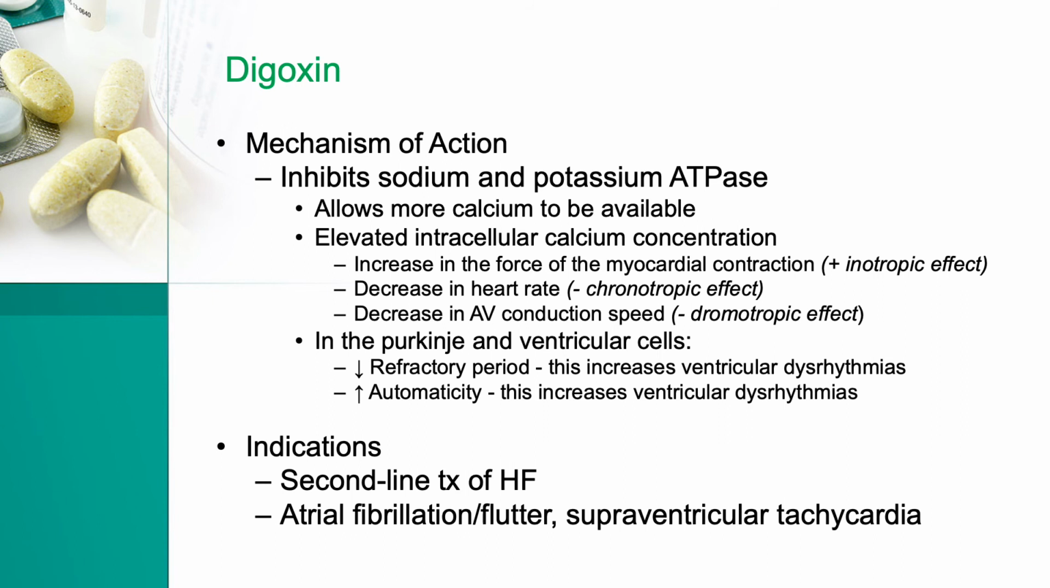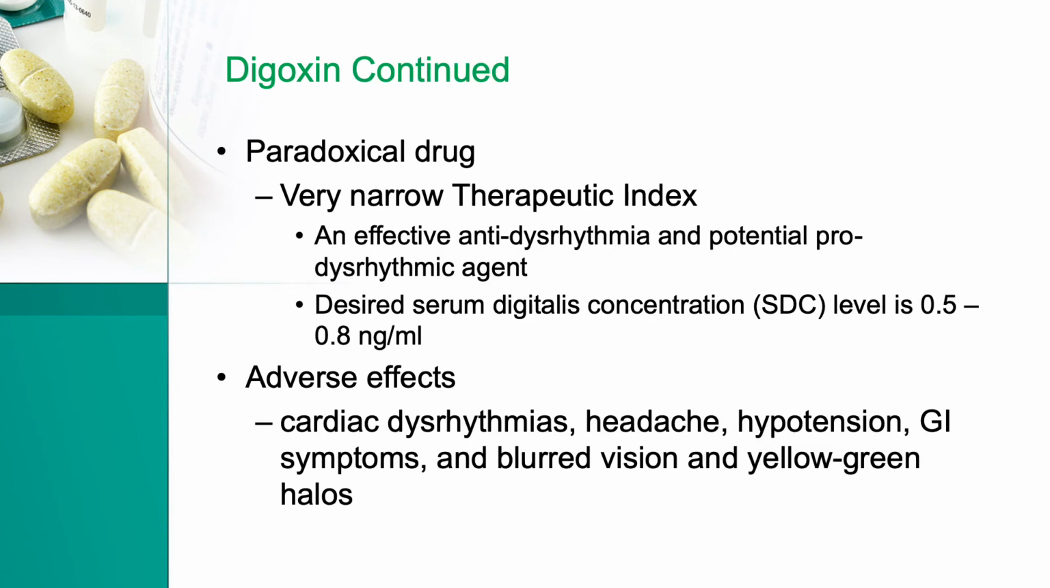Digoxin now is a second-line treatment for heart failure. It's also used to treat atrial fibrillation and flutter and supraventricular tachycardia. Digoxin is a paradoxical drug due to its very narrow therapeutic index. It is an effective anti-dysrhythmia and also a potential pro-dysrhythmic agent.